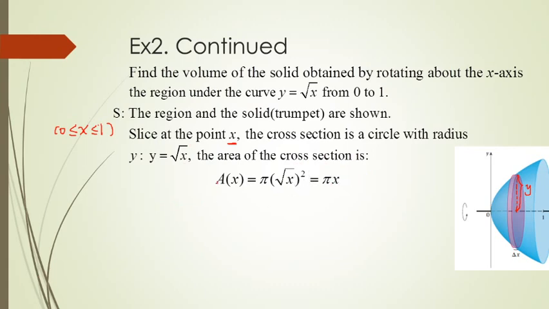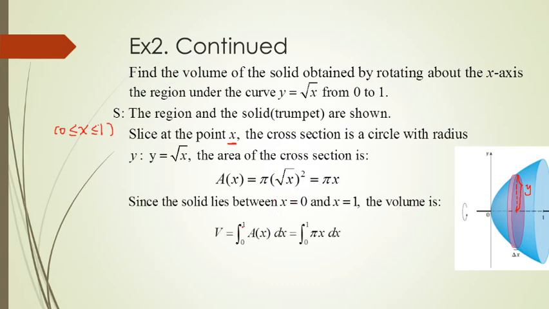After we figure out the area of the cross section, it will be easy to evaluate the volume of this trumpet. Since the solid lies between 0 and 1, the volume is the definite integral from 0 to 1 of A(x) dx. What is the integrand? That is pi x. So it's pretty easy to get the definite integral of pi x from 0 to 1. You get pi x squared over 2 from 0 to 1, which is pi over 2. It's pretty easy.